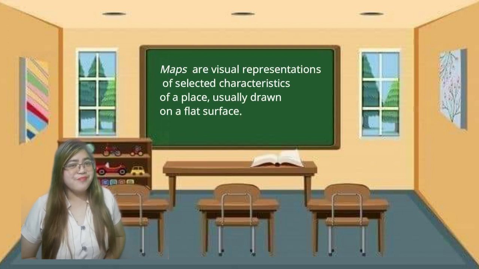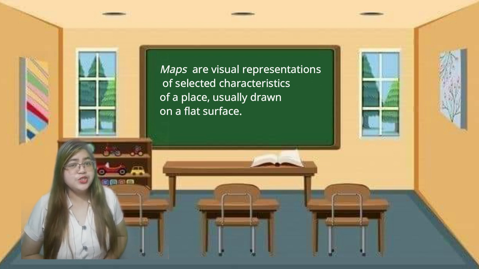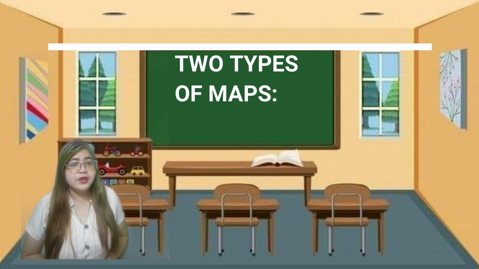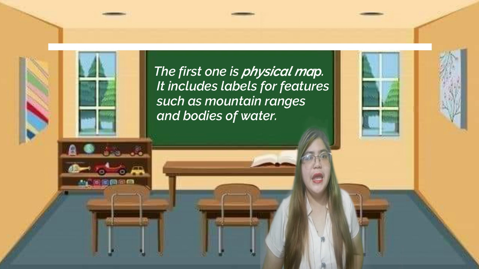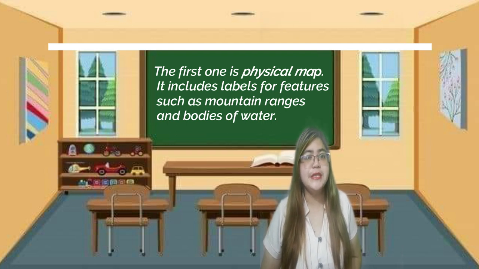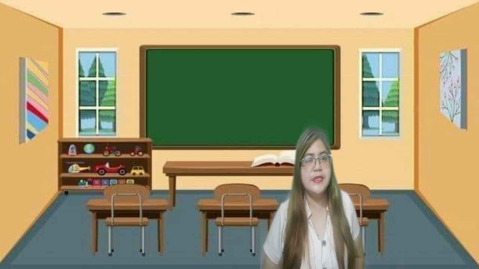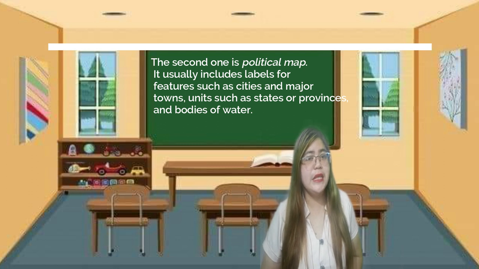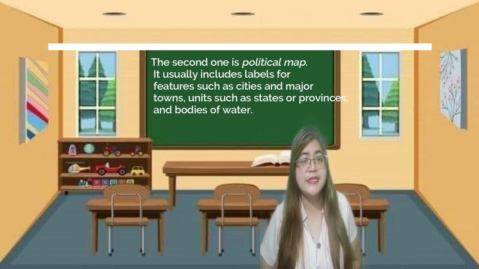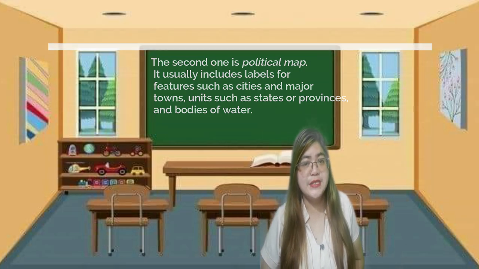Lastly, we have maps. These are visual representations of selected characteristics of a place, usually drawn on a flat surface. There are two types of maps. The first one is physical map. It includes labels for features such as mountain ranges and bodies of water. The second one is a political map. It usually includes labels for features such as cities and major towns, units such as states or provinces, and bodies of water.